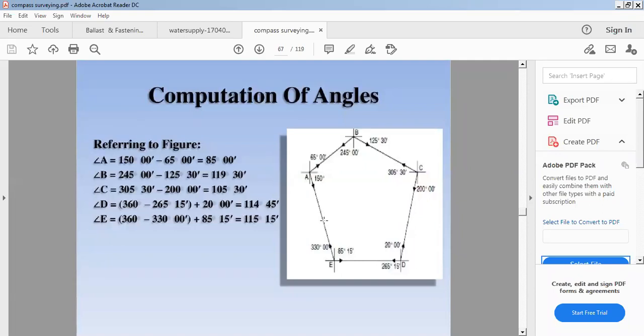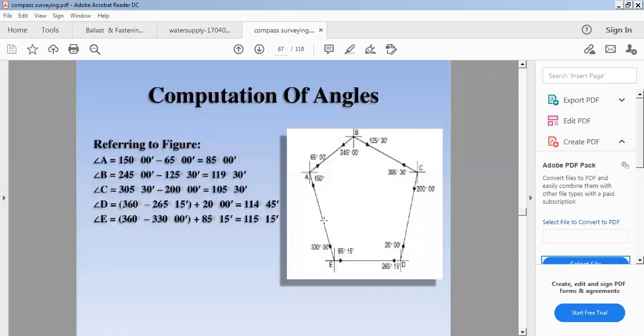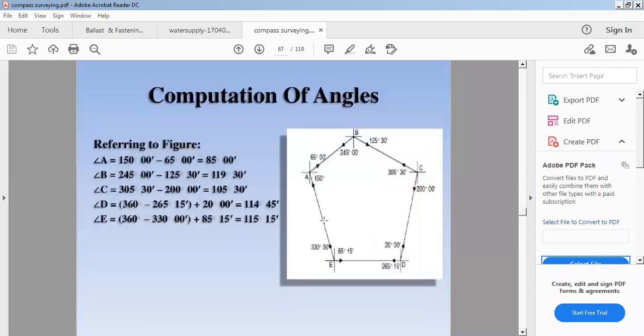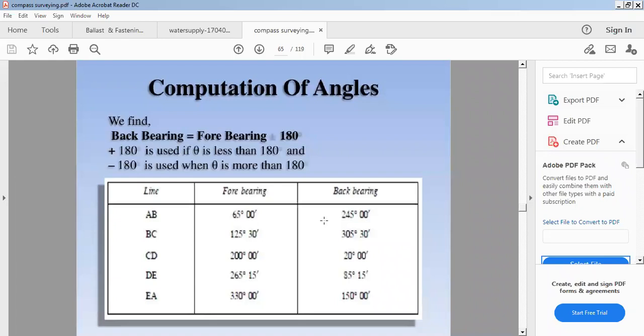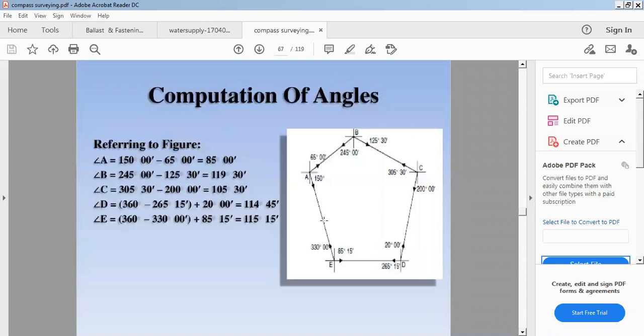So in this first case, angle A. You can see in this figure A is 150 back bearing, and 65 degree minus, that will be your 85. Next is 245 minus 125. Then 305 minus 200. Okay, in this way you can find the included angles.